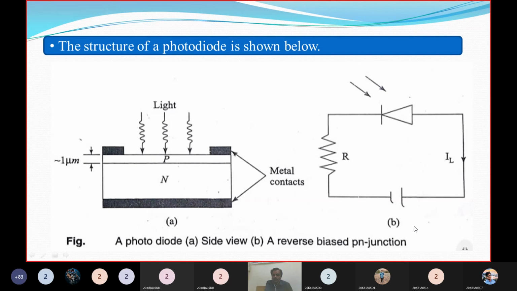Yeah, so this is the circuit diagram. Here the terminals are given wrong. Can you observe? This is the P region, this is the N region, but in the case of a photodiode it should be in reverse bias, and here it is connected as forward bias. This diagram is wrong. We have to connect the positive terminal here. So the negative terminal is connected to the P region and the positive terminal is connected to the N region.